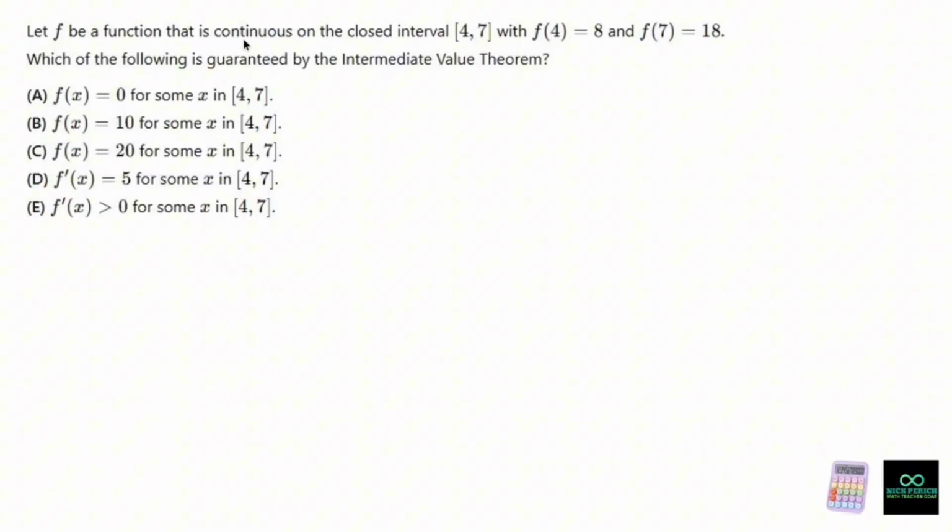Let f be a function that is continuous on the closed interval 4, 7, for f of 4 equals 8 and f of 7 equals 18. Which of the following is guaranteed by the intermediate value theorem? Now, this is a calculator section problem that doesn't require a calculator. The intermediate value theorem says that if you're going to go from 4 to 7 and start out at 8 and end up at 18, you must pass through something in between 8 and 18.